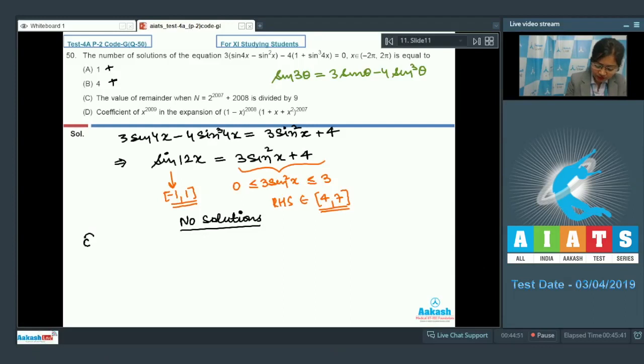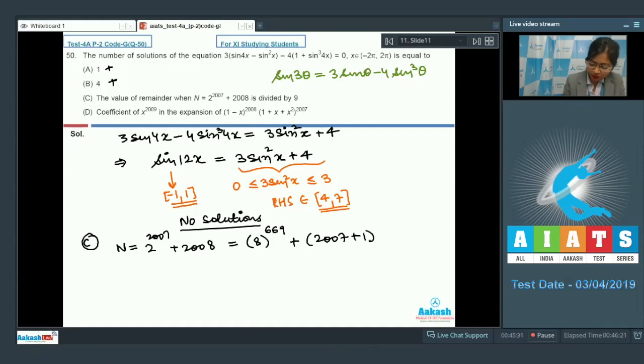So let us now check option number C, which says the value of the remainder when n equal to 2 raised to the power 2007 plus 2008 is divided by 9. We have to find the remainder. Now this can be written equal to 8 raised to the power 669, as 2007 is divisible by 3, plus 2008 can be written as 2007 plus 1. Further it can be written as minus of 1 minus 9 raised to the power 669 plus 2007 plus 1.